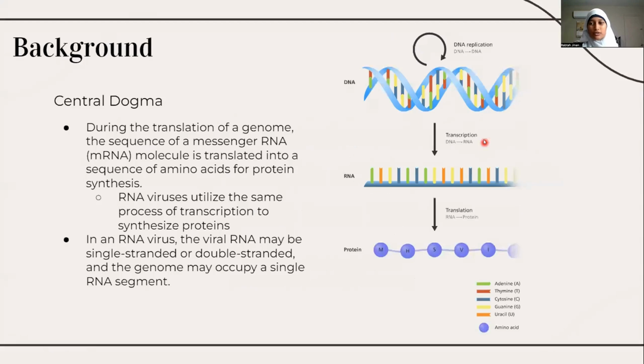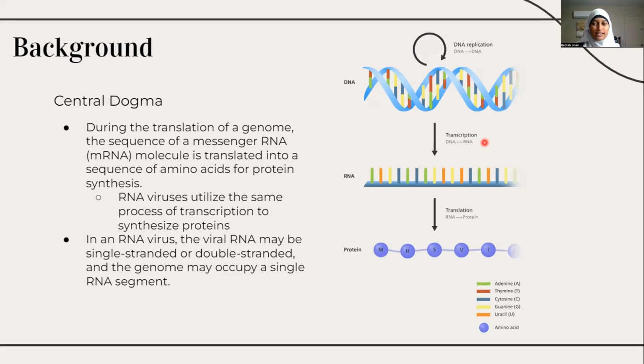So just as a general overview, during the translation of a genome, the messenger RNA molecule is translated into a sequence of amino acids for protein synthesis. And this process of translation is very important in the central dogma, which basically converts DNA into proteins to allow protein function for the organism.